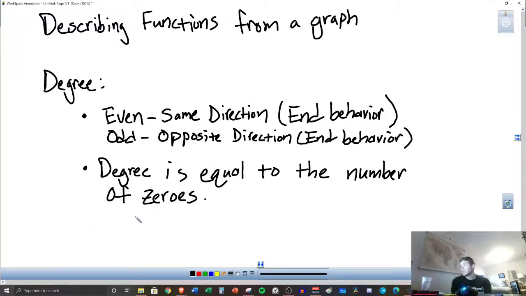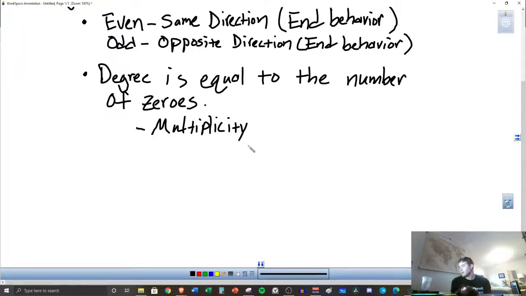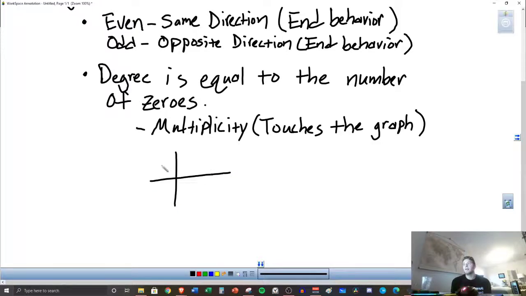So we have the idea of multiplicity. This idea is where it's touching the graph. Here are some examples. I want you to draw these. If you have a polynomial and it just touches the graph like so, and this one goes through, this would count as 1. This would count as 2. So this would be a degree of 3. But we count that twice.